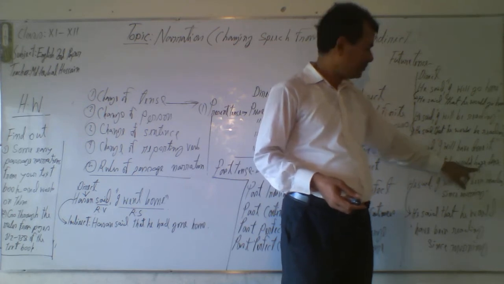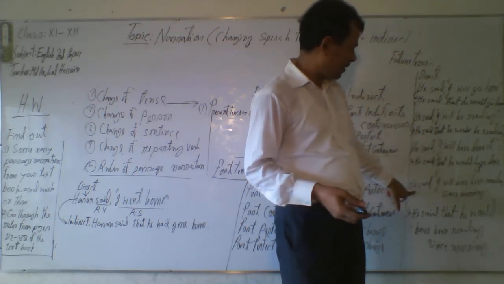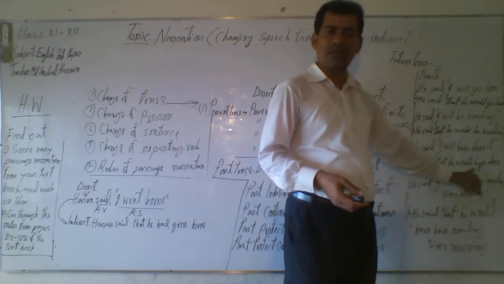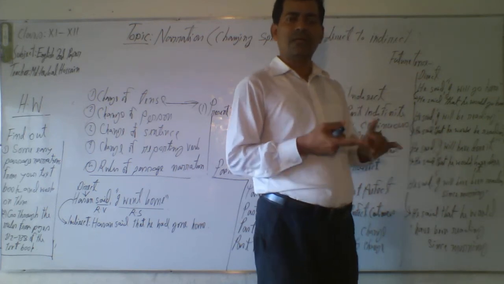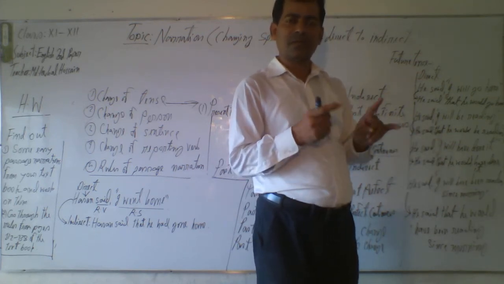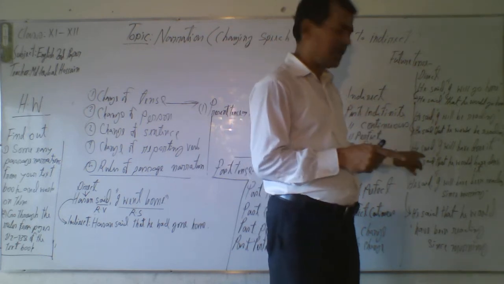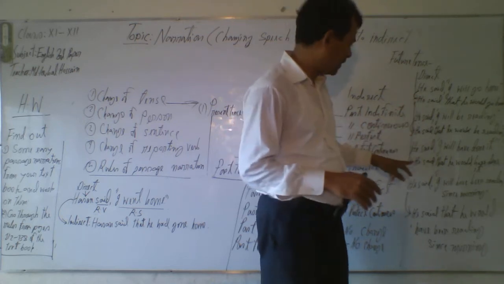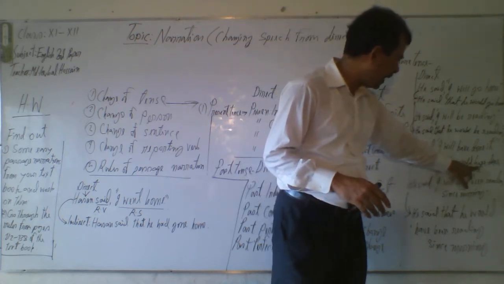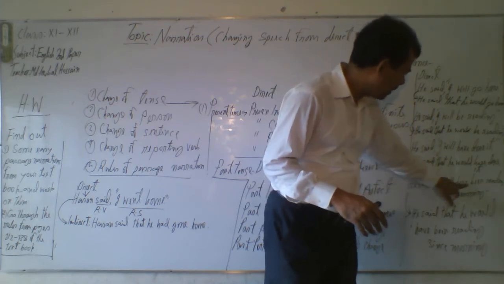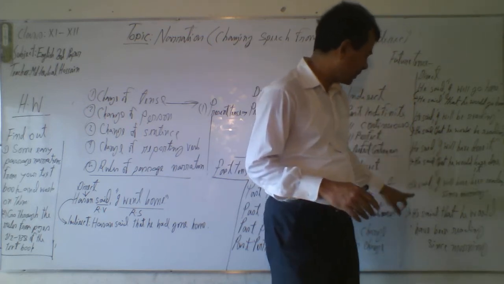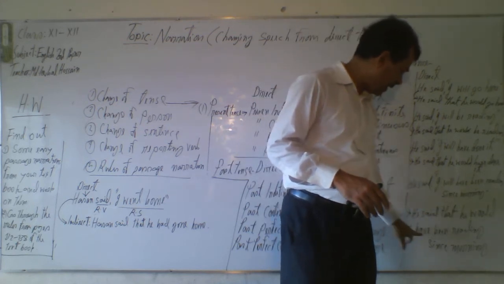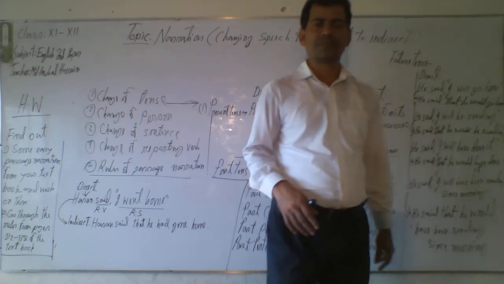And in future perfect continuous tense, for example, he said, I will have been reading since morning. Here the subject of the reported speech will change and the modal verb will change into would. Nothing else will change. In indirect narration it would be, he said that he would have been reading since morning.